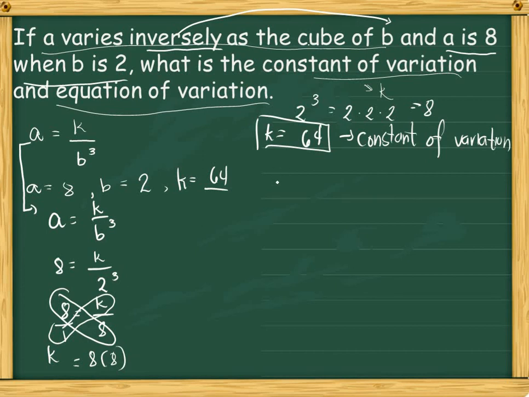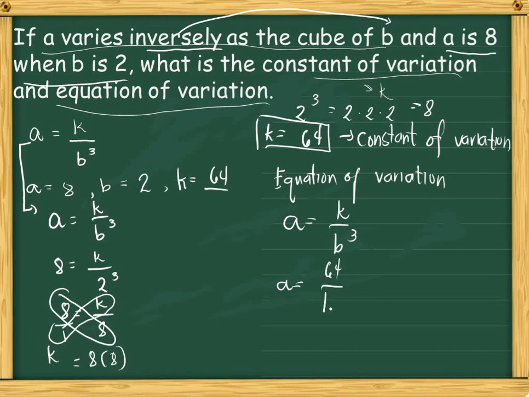And for us to find the equation of the variation, ang gagawin lang natin is to copy the equation, which is a is equals to k over b cubed, and substitute the value of k, which is 64, over b cubed. Therefore, a is equals to 64 over b cubed is what we call the equation of variation.